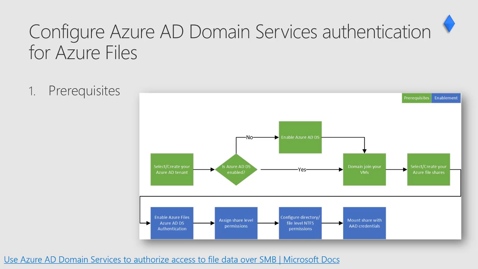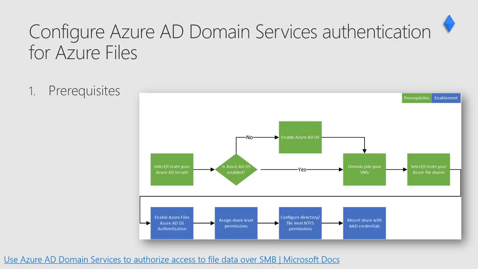First, select or create an Azure AD tenant. Should have that already, hopefully. Number 2, enable Azure AD Domain Service on the Azure AD tenant. 3, domain join an Azure VM with Azure ADDS. Make sure that you note Azure Active Directory Domain Services authentication over SMB with Azure File Shares is supported only on Azure VMs running on OS versions above Windows 7 or Windows Server 2008 R2.